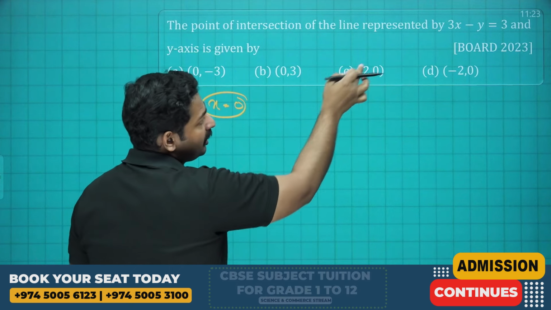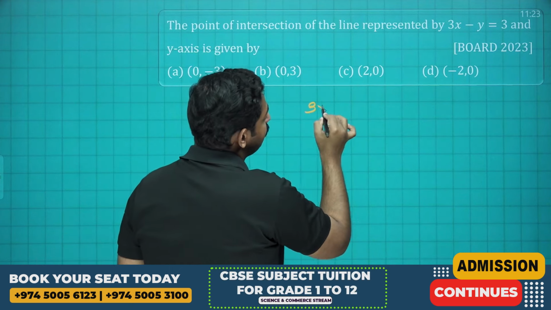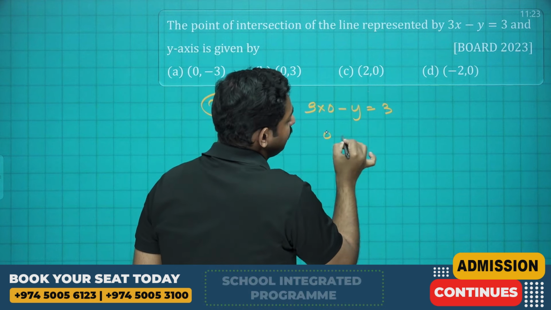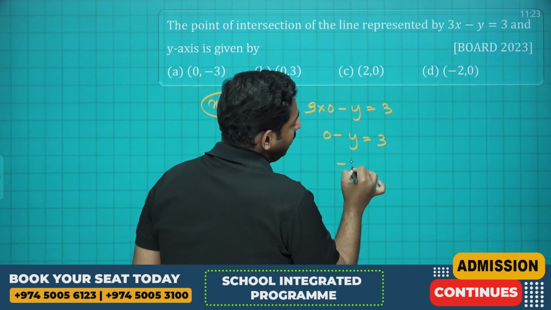So if you put this value into the equation, instead of x it is 0. So 3 into 0 minus y is equal to 3. 0 minus y is equal to 3. Then minus y is equal to 3.